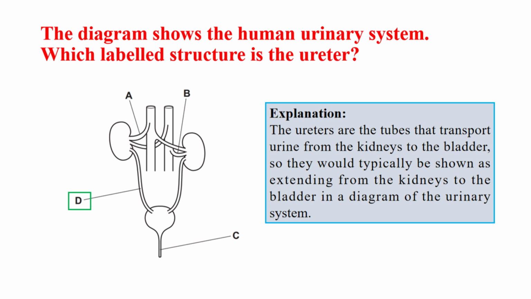The correct answer is D, ureter. The ureter is the tube that transports urine from the kidneys to the bladder. It connects to the kidneys and extends to the bladder, which stores urine until it's ready to be expelled. In summary, the ureter is crucial for carrying urine from your kidneys to your bladder.